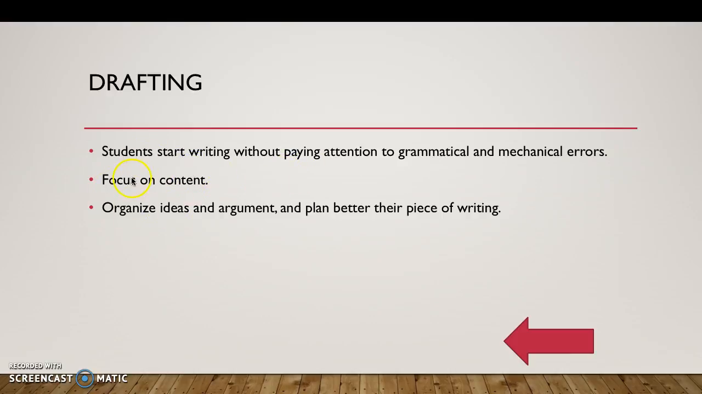In the drafting stage, we focus on content, basically the global idea of the writing, and finally we focus on organizing ideas and the argument, and plan better your piece of writing. And in the first stage, you just organize, look for information, and start writing. But in this case, you plan better, as I wrote here, and organize your ideas. That's the purpose of the drafting stage.